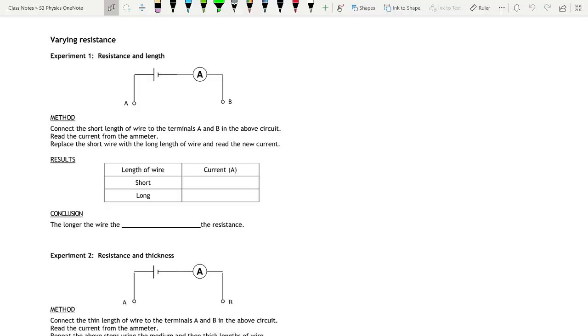So we'll start off, we'll just go through it in order. So resistance and length. So what did you get for your results, girls at the front? 0.22 and 0.17. Okay. And your conclusion, the longer the wire, the bigger or the higher the resistance. Good.